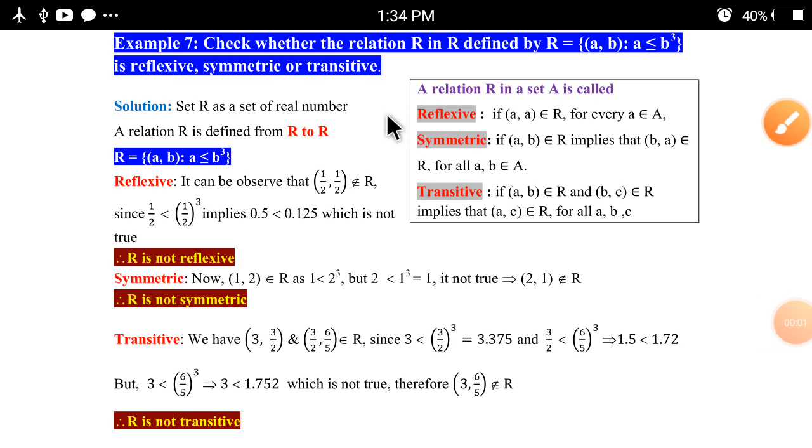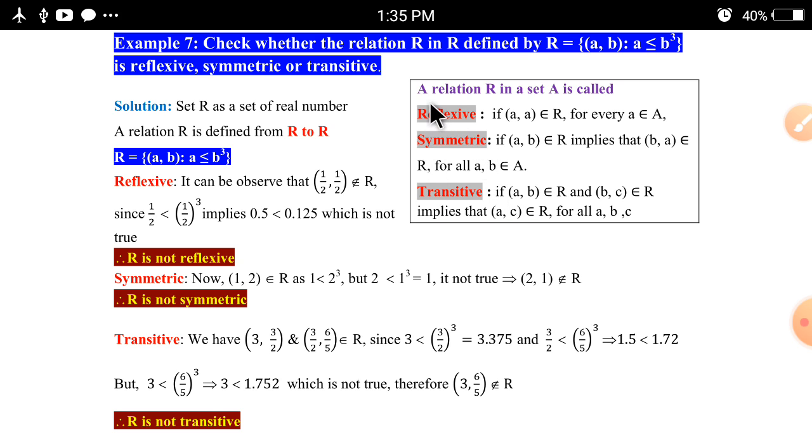Hello dear students. In the previous class I explained four exercise problems in the Relations and Functions chapter, which were related to reflexive, symmetric and transitive properties. Now in this video I am going to explain one example, that is Example 7. Before we explain this example, let me recall what is reflexive, what is symmetric and what is transitive.